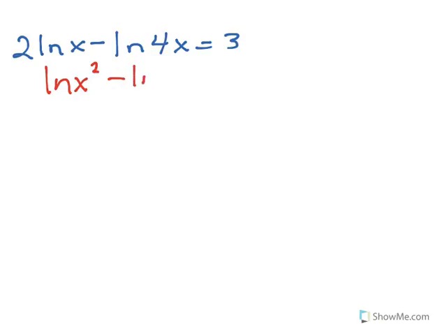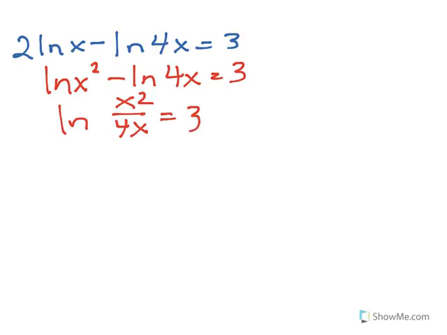Ready for another one? Natural log this time. 2 ln x subtract ln 4x is equal to 3. So I'm going to squish. The first thing I'm going to do is give the 2 to the x as an exponent. And then I'm looking at a subtraction, so I'm going to combine them into a single fraction. Ooh, bonus, I can reduce that fraction. So when I'm all done squishing, I have natural log of x over 4 equals 3.